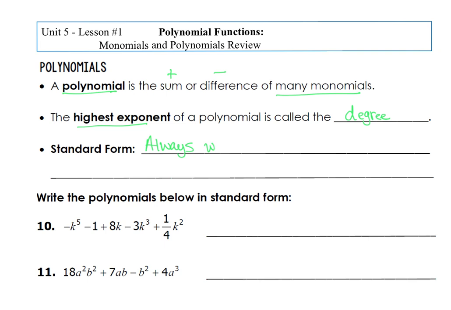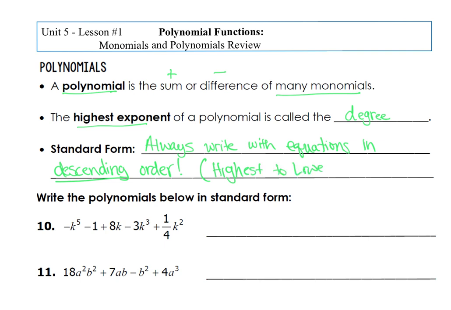Always write descending. Now, what does descending mean? Is that lowest to highest or highest to lowest? Descending means highest exponent to lowest exponent. And that would mean the constant comes last.